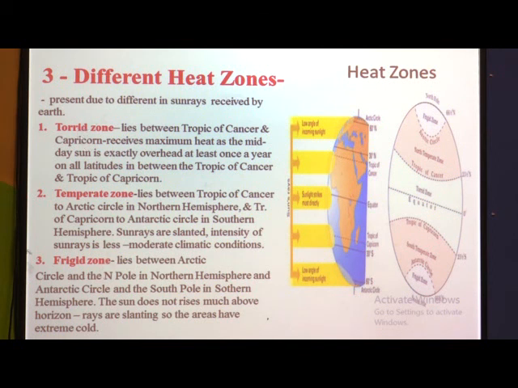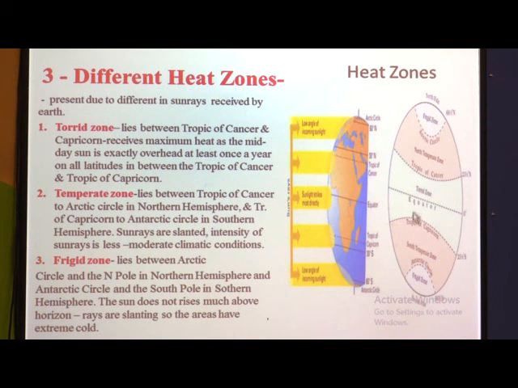So let us see the location of these zones. Now the first one, the torrid zone. Children, see where the torrid zone is. Here. It lies between Tropic of Cancer and Tropic of Capricorn. This torrid zone is lying between these 2 important latitudes, Tropic of Cancer and Tropic of Capricorn.